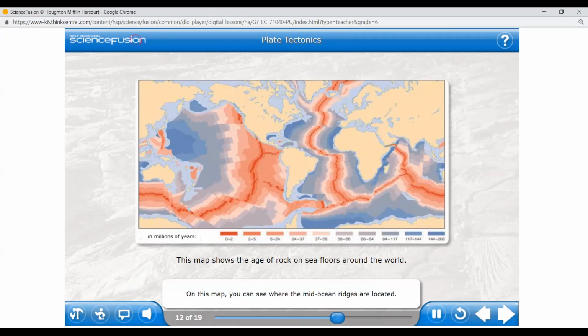On this map, you can see where the mid-ocean ridges are located. The blue and gray areas are older. Can you tell which colors are newer rocks? The newer rock is forming along the plate boundaries, such as the mid-ocean ridges. This newer rock is colored orange and red. You can see that orange and red are the newer rocks, and the blue and dark blue are the old rocks.